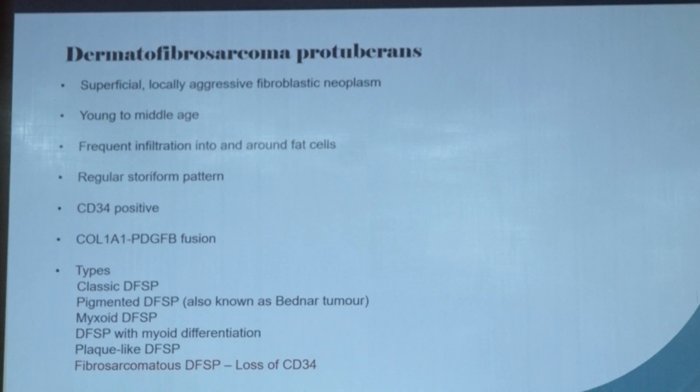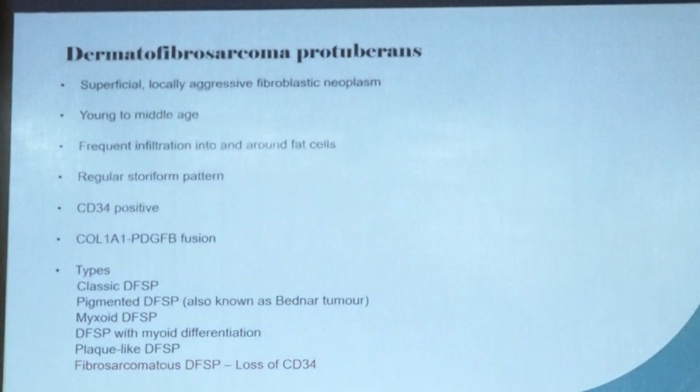It looked like DFSP, we put CD34, it did not come. Then we started counting, put Ki67. We already know that DFSP is an intermediate grade tumor, so it will already show more than 5 mitotic count.